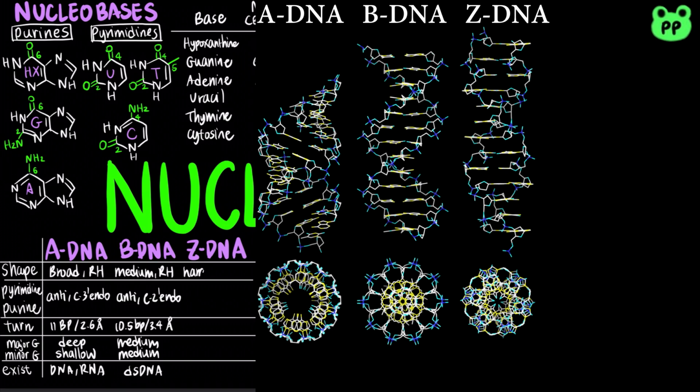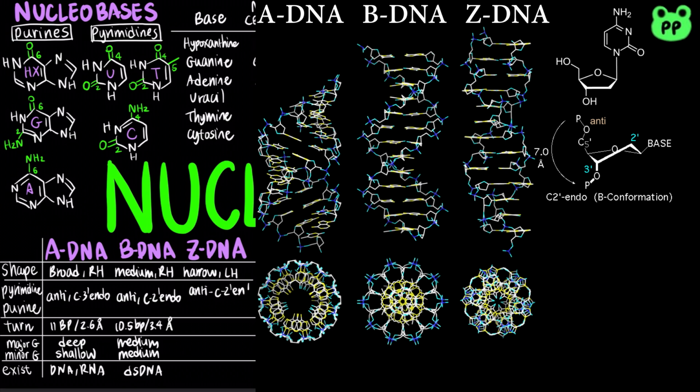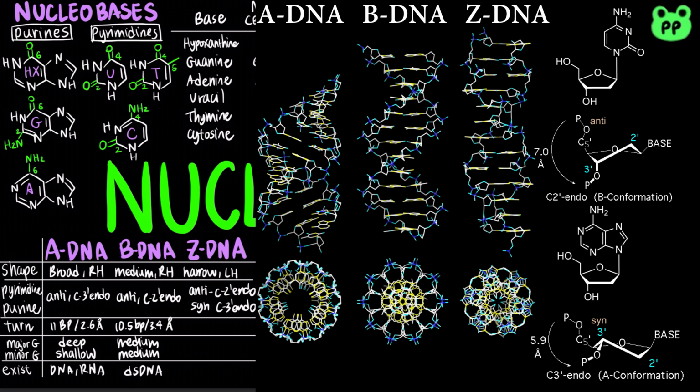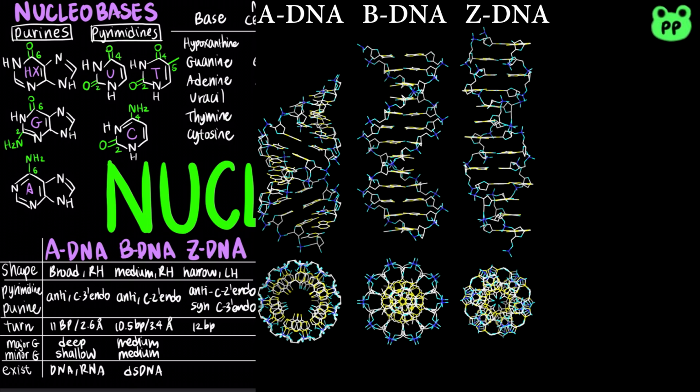Z-form DNA is narrow in shape, and it is a left-handed helix, which is different from both A DNA and B DNA. Its pyrimidines are similar to B DNA with anti-glycosyl conformation and 2' endo sugar puckers. However, its purines occur in syn-glycosyl conformation and have 3' endo sugar pucker. It has 12 base pairs per turn with 3.7 angstroms of helical rise per base pair. It has a shallow major groove with a deep minor groove.